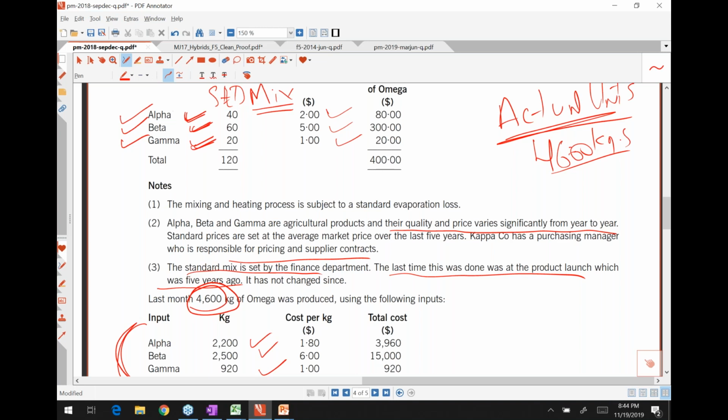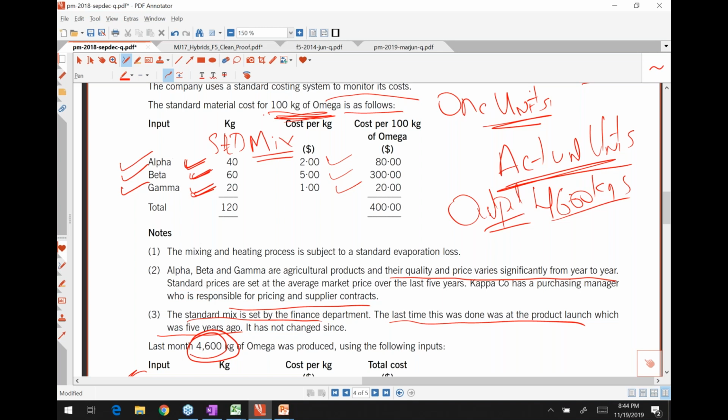Mohammed Munam, I cannot understand your question. So 4600 kgs is the output and I need to work out units. It's not difficult. 1 unit of omega contains 100 kgs, right? 1 unit contains 100 kgs. So if 1 unit contains 100 kg and we have produced 4600 kgs, if I divide 4600 kgs by 100, I will get the actual units.